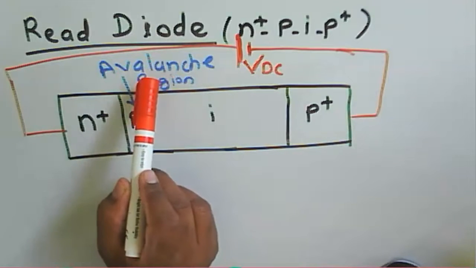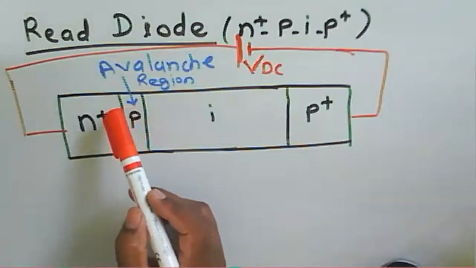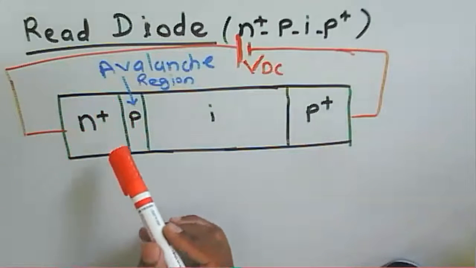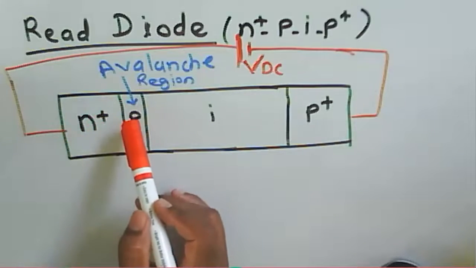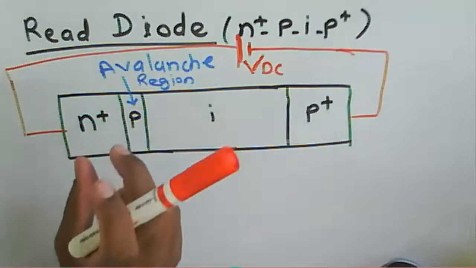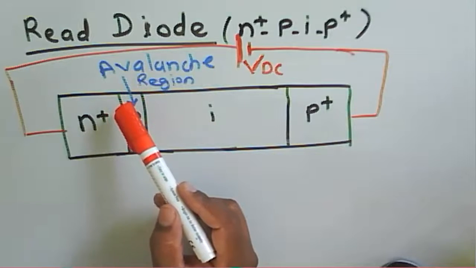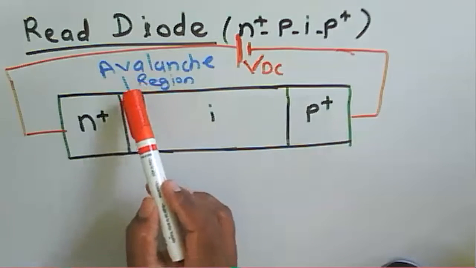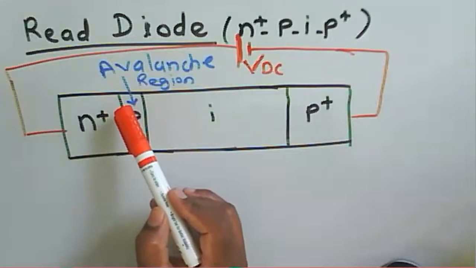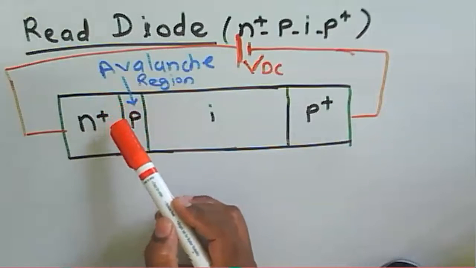Here new carriers are generated, as well as the earlier old electrons. So in this particular region, a number of electron and hole pairs are created. That is called avalanche. Now, why is it called that? Because holes and electron pairs are generated in this region, and that process is called the avalanche multiplication process.